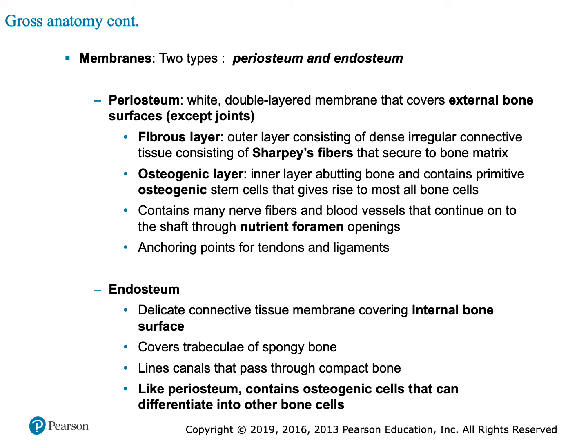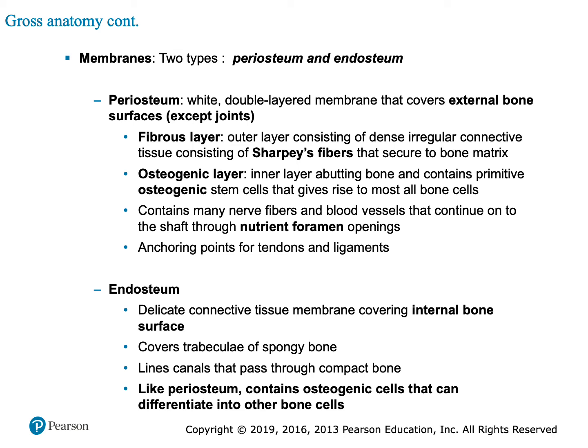Periosteum. When you're at a joint, it's going to be articular cartilage, but when you're not at a joint, the bone is going to be wrapped in a very thin layer of something called periosteum. And it has two parts to it.